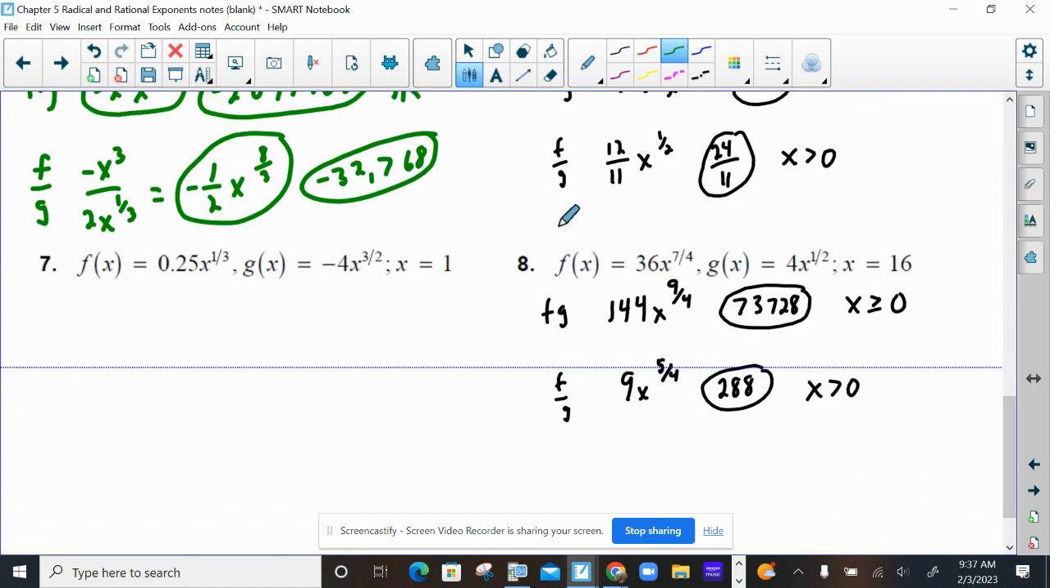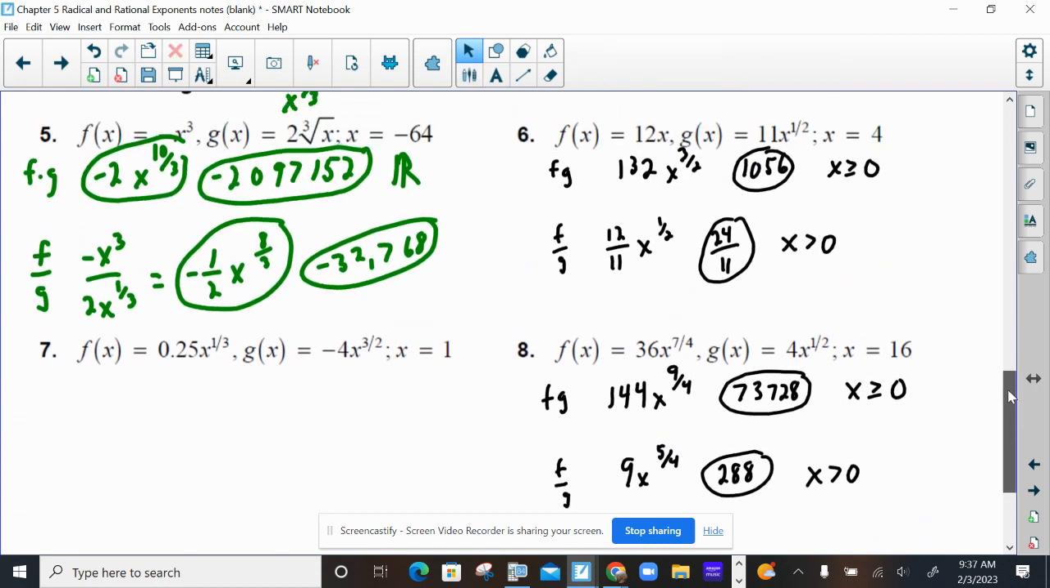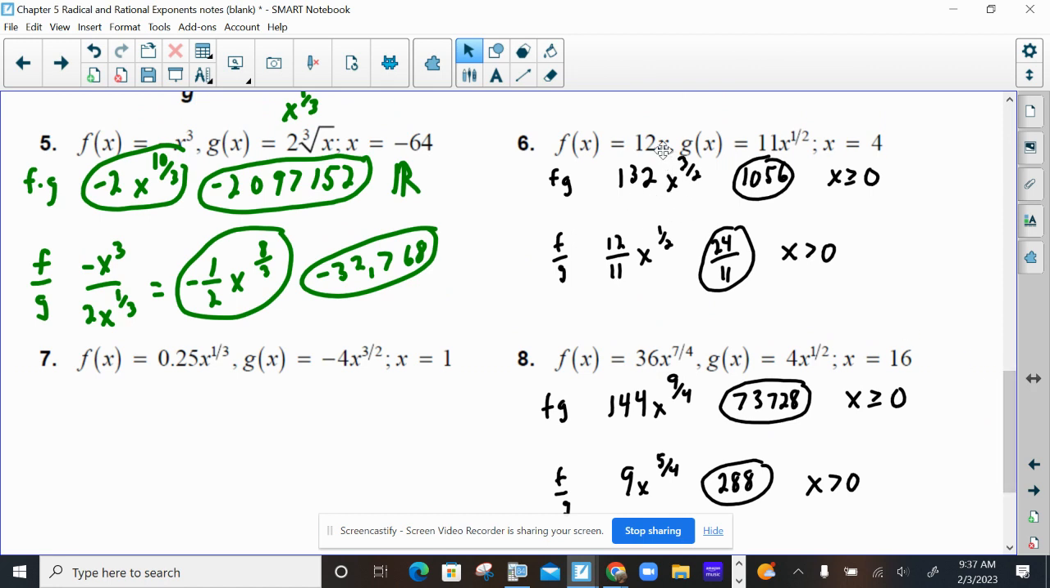Okay, that last problem that we're going to do, and you can again check the answers to number 5. You can see what I did for number 5. I multiplied 12 times 11. I got 132. I added 1 plus 1 half, which is 3 halves. When you plug in a 4, you get this.